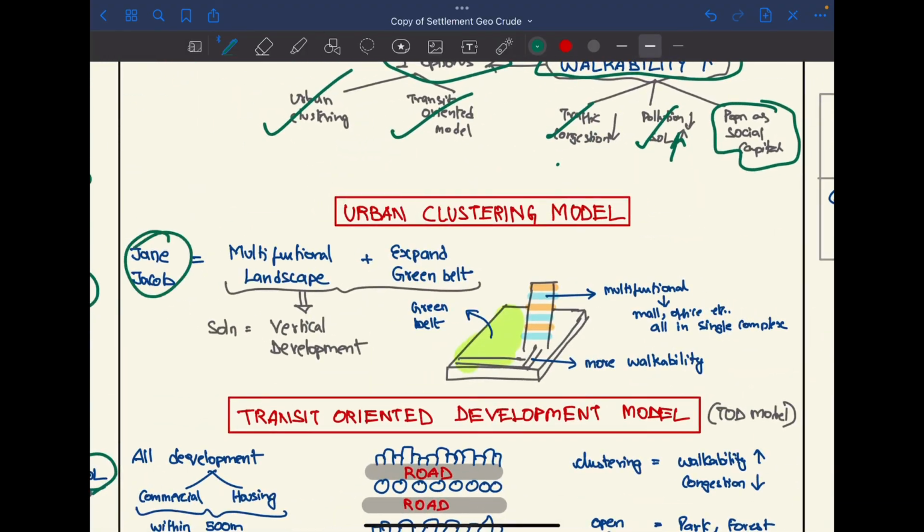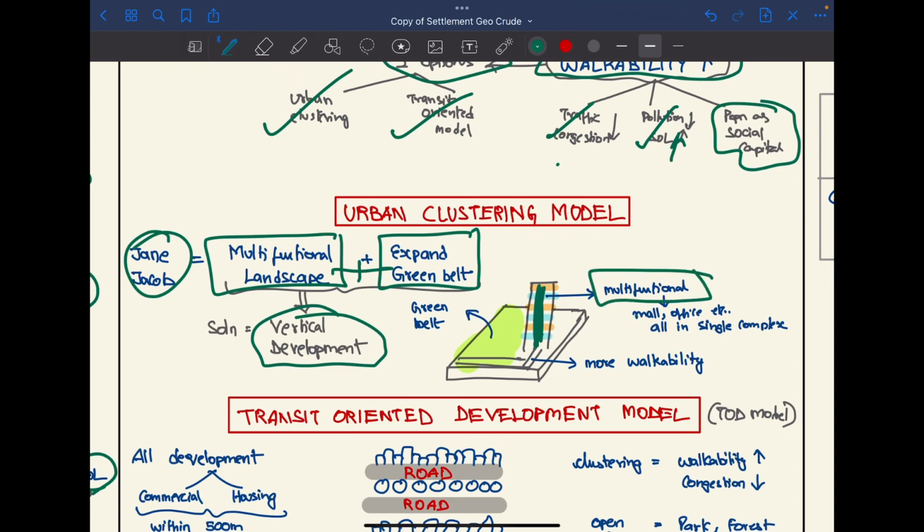This was given by Jane Jacobs. So she wanted a multifunctional landscape and to expand the green belt. To get both of these, the solution offered was vertical development. Therefore, this will be the vertical development. It will be a multifunctional landscape because mall, office, school, etc., all of them will be in a single complex, and because of this, there will be more space freed, which will be used as a green belt. And because of the high-rise buildings, there will be more walkability and less congestion.